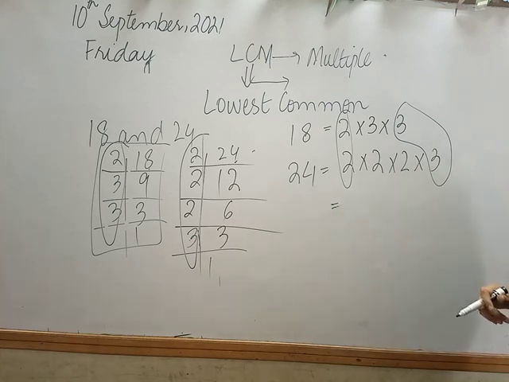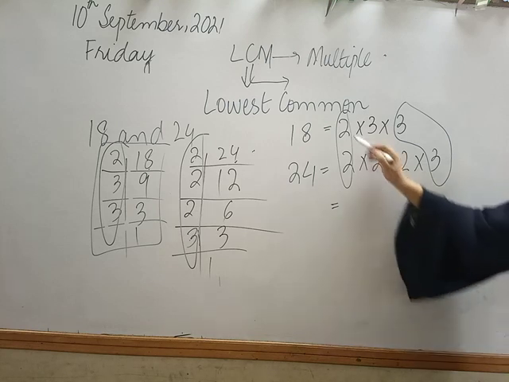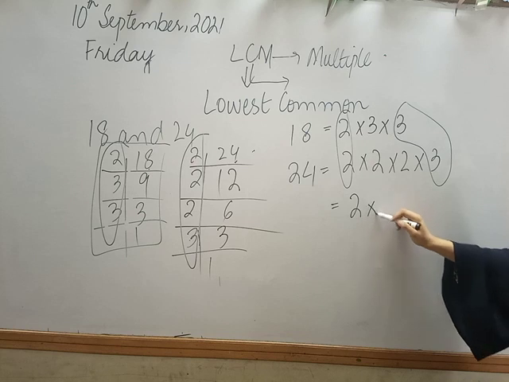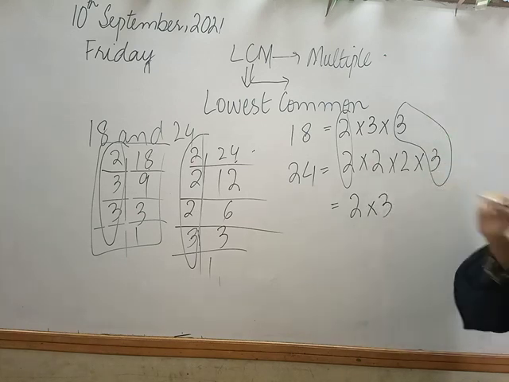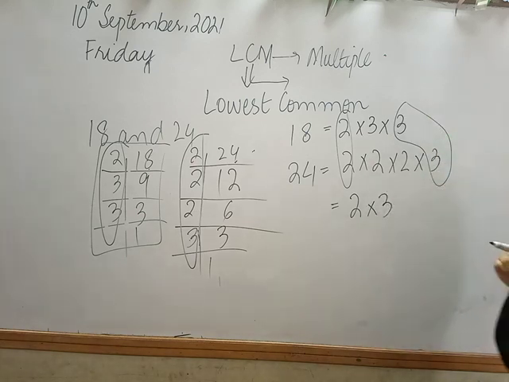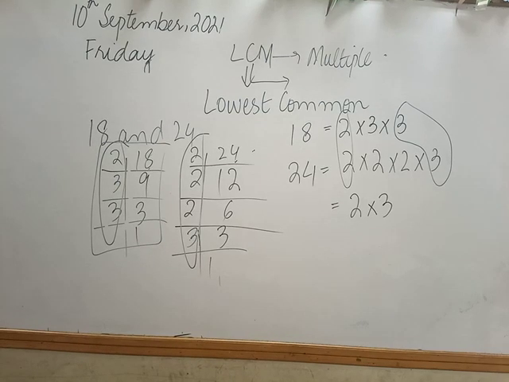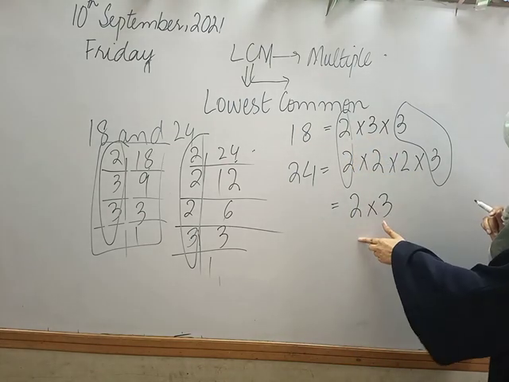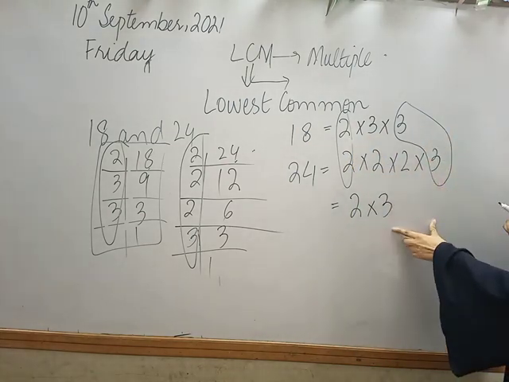So जो common है उनको क्या करूँगी मैं? I will write only one time. This is common, so I will write only one time. This is common, I will write only one time. Now class, if you remember in HCF, we only multiply the numbers which are common. But if you look, there is a term which is LCM. Okay, so in this we will multiply common with uncommon. Fine? So this is common, I will write only one time. This is common, I will write only one time.